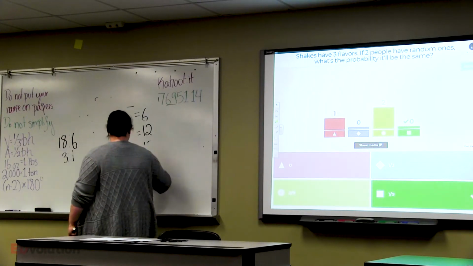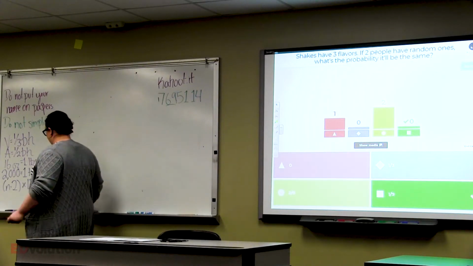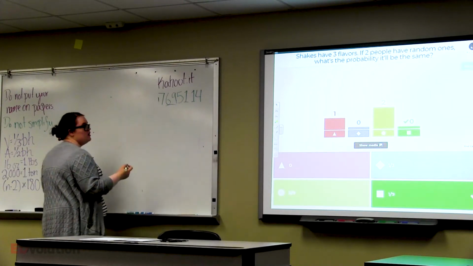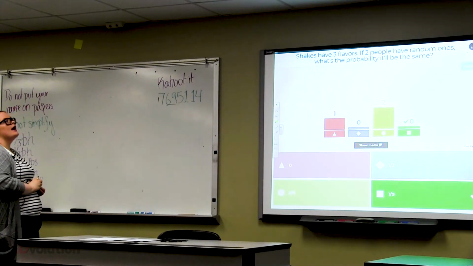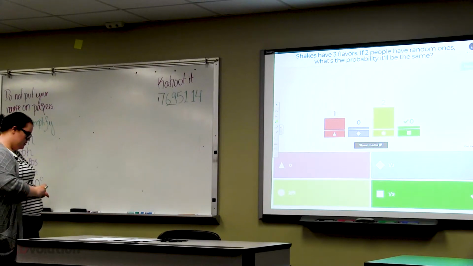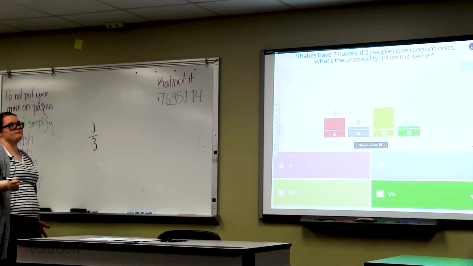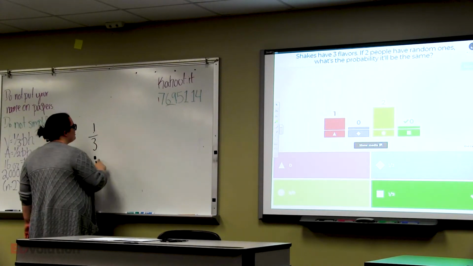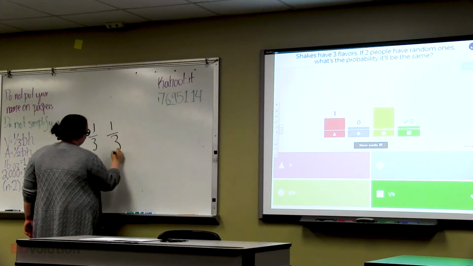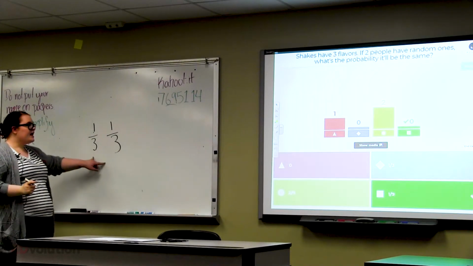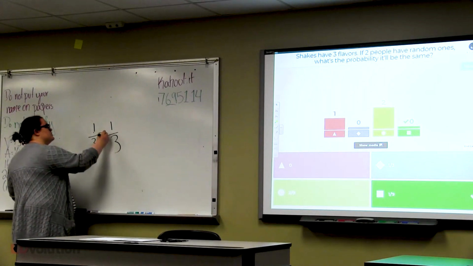after we've decided that everybody can pick the same thing if they wanted to, we have to think about how many choices we have. So we have 3 different types of shakes, it doesn't matter what kind. And if I pick one, I have a 1 in 3 chance of picking chocolate. And then in order for it to be the same thing, there's a 1 in 3 chance that somebody else will pick chocolate. But to find the probability that they'll be the same, you have to multiply these.